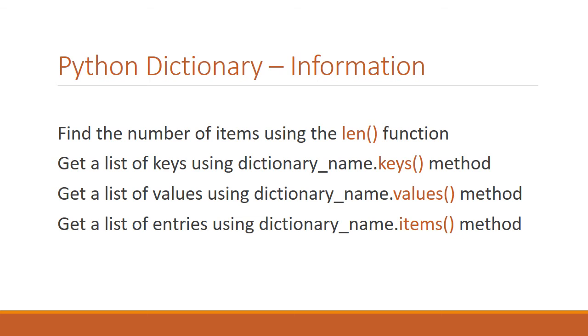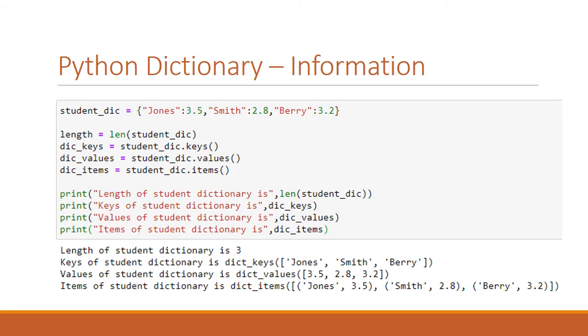There's a variety of methods that allows us to get specific information from a Python dictionary. The len function allows us to get the number of items in a dictionary. The dictionary's keys method allows us to get a list of keys. The values method allows us to get a list of values. And the items method allows us to get the list of items within the dictionary. Here's an example that shows how we could leverage those methods.